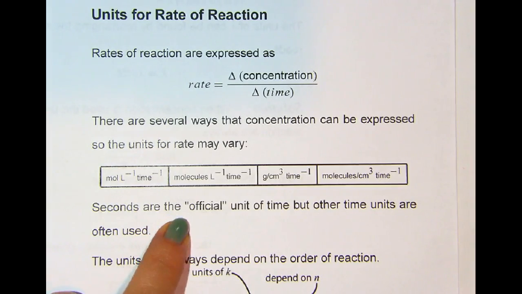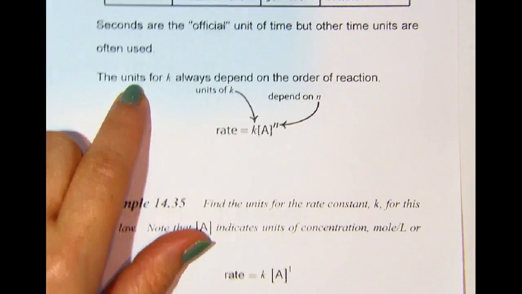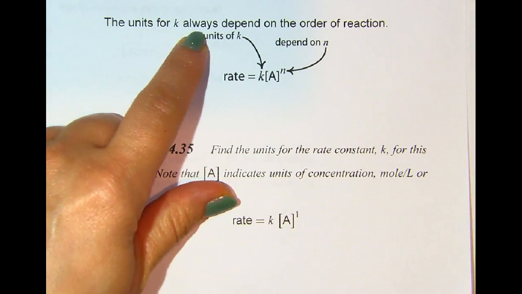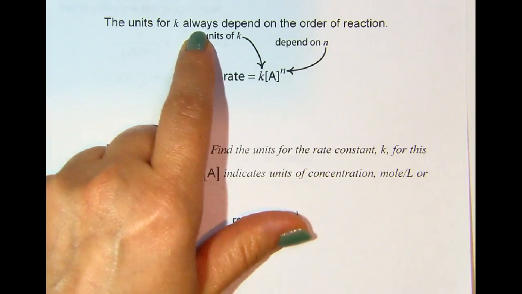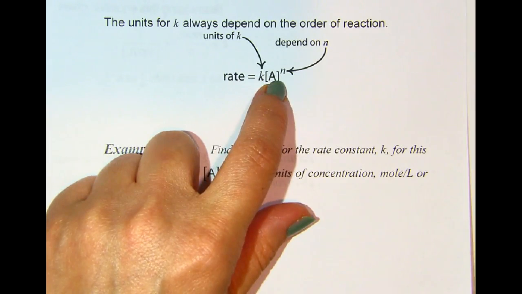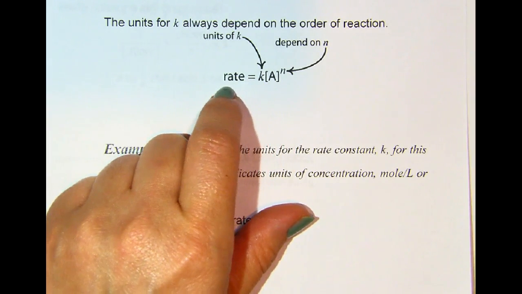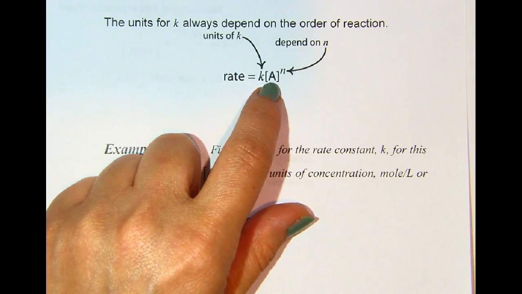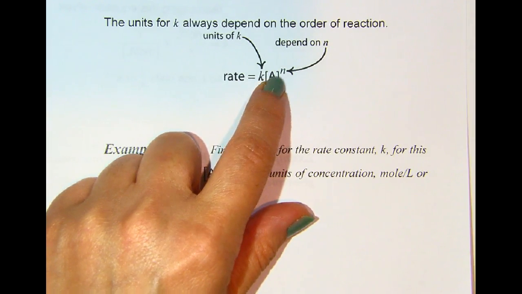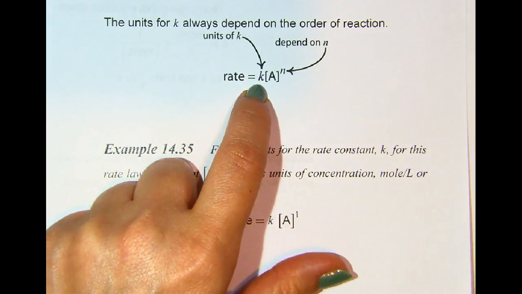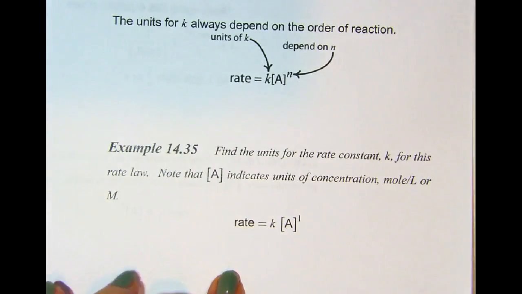Seconds are usually the official unit of time, but other time units are often used as well. Now, the units for K, the rate constant, is never the same. It always changes dependent on the order of the reaction. So rate is always the same units, and in the brackets it's always the same unit, but it depends on what power that unit is raised to that really dictates what the rate constant's unit would be.